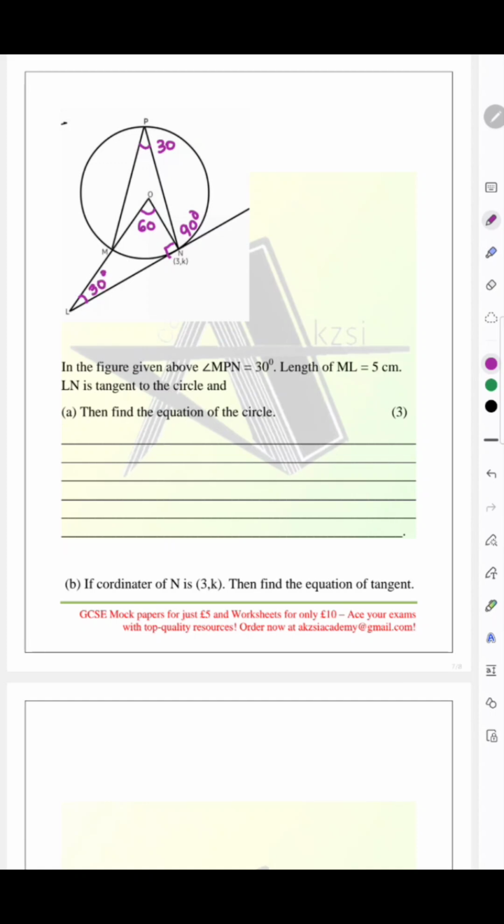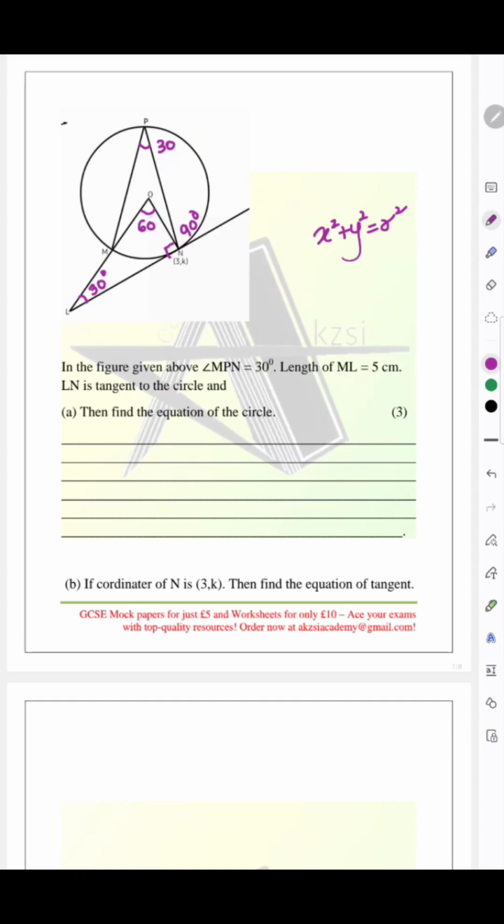Now it says find the equation of the circle. They have specifically mentioned the equation of the circle, and if the center is not mentioned, we assume that in GCSEs we always have the center at 0, 0. So we are assuming the equation of the circle is x squared plus y squared equals r squared, and all we need to do is find the radius of the circle.